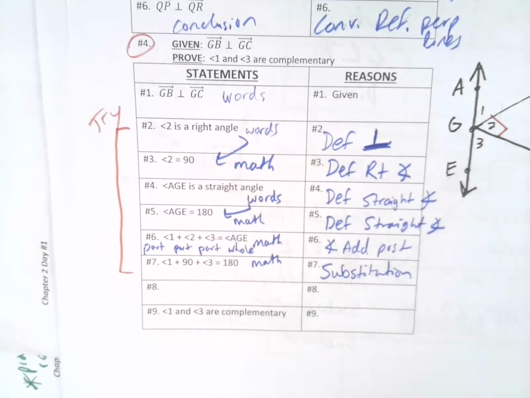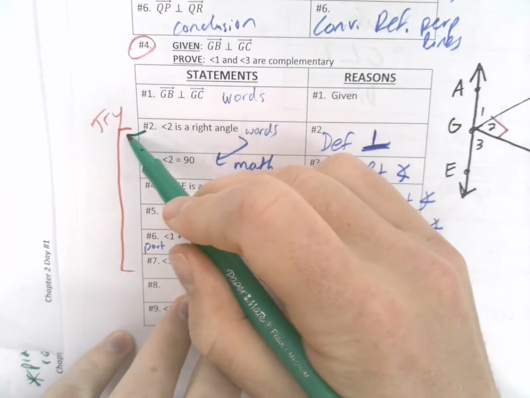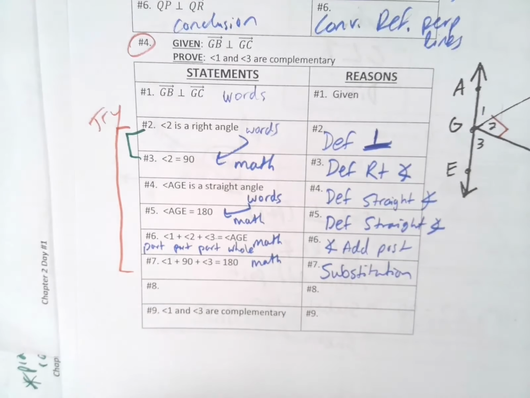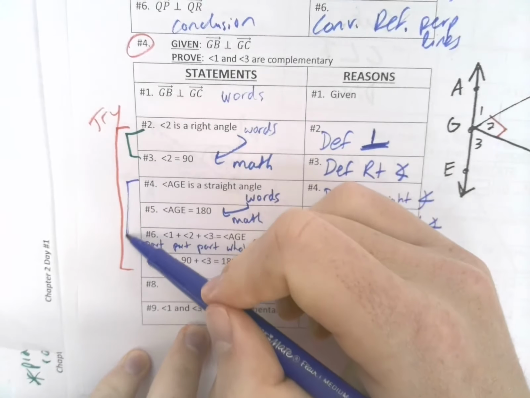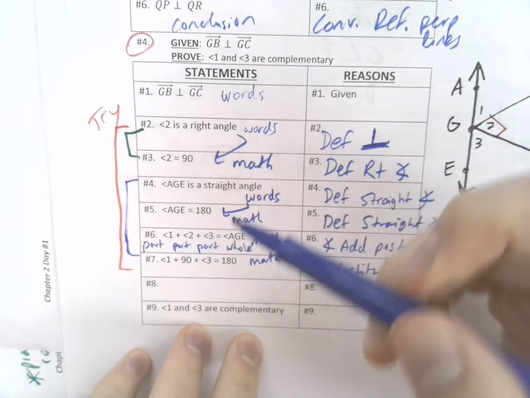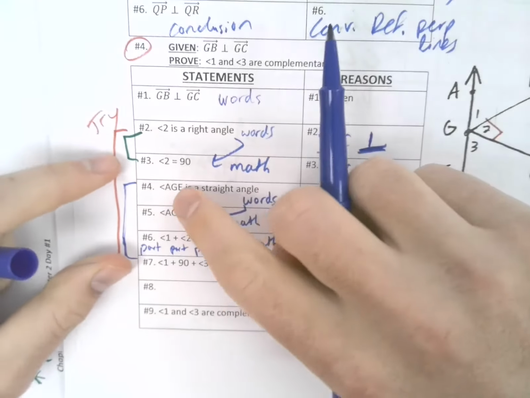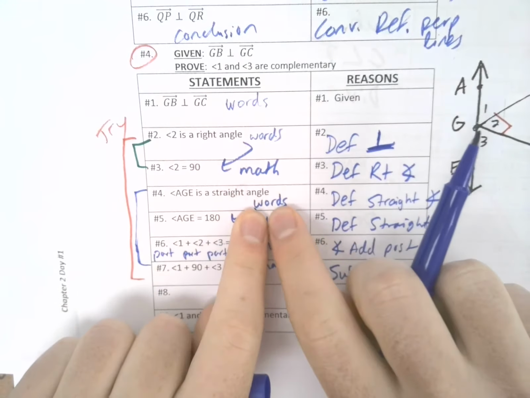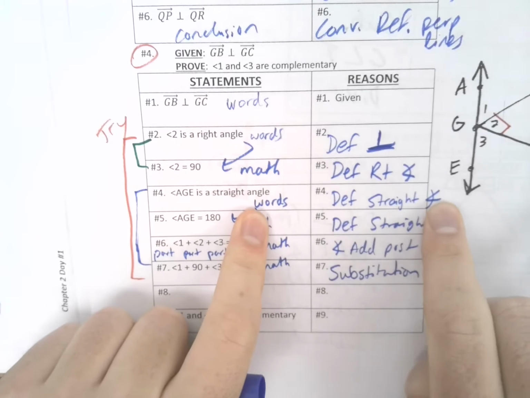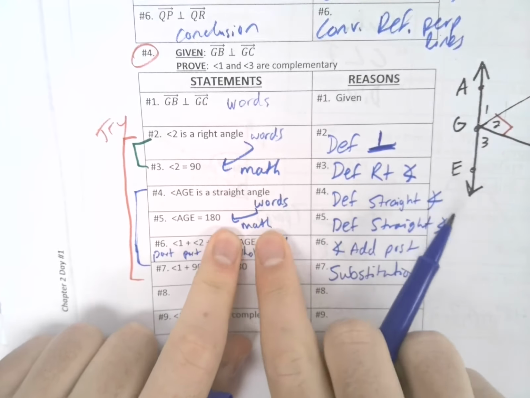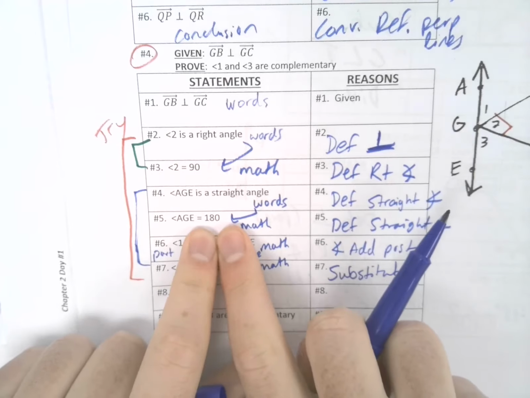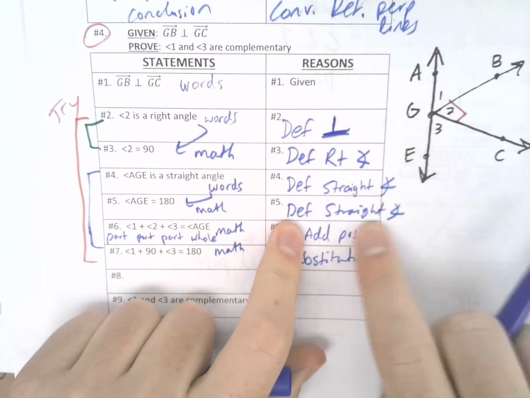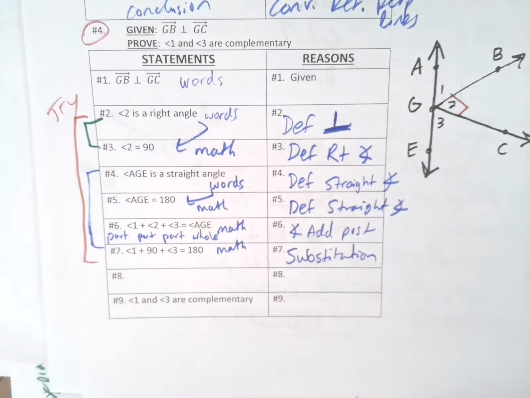Okay, now we shift gears. You notice how we shift away from those two being connected. Well, now we're talking, check this out. 4, 5, 6, and 7 are connected here. They're all talking about angle AGE. So AGE is a straight angle. That's straight up words, the definition of a straight angle, followed by math. Words then math. AGE is going to be 180. Oh, well, that's just the definition of a straight angle again. That's hypothesis and conclusion all right there.